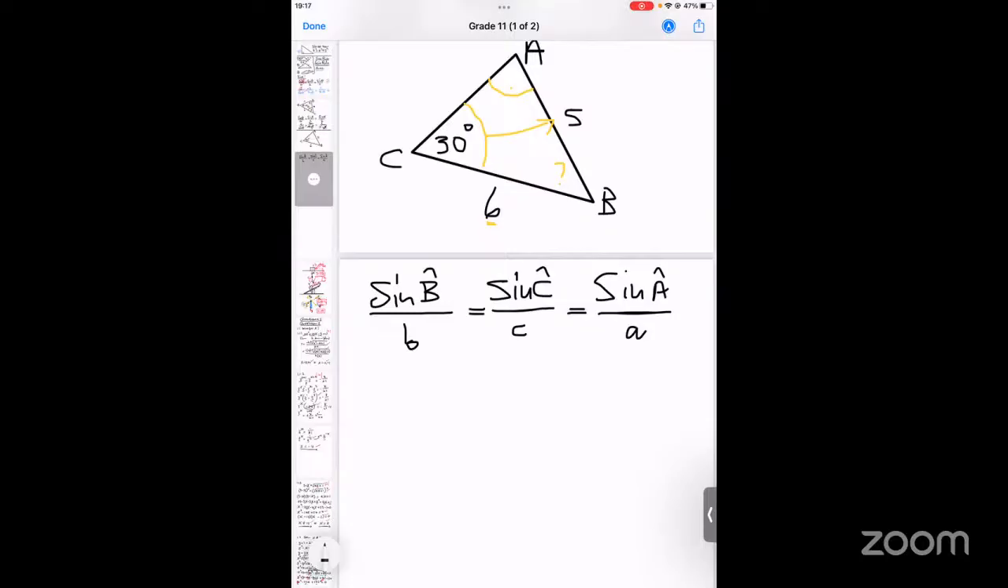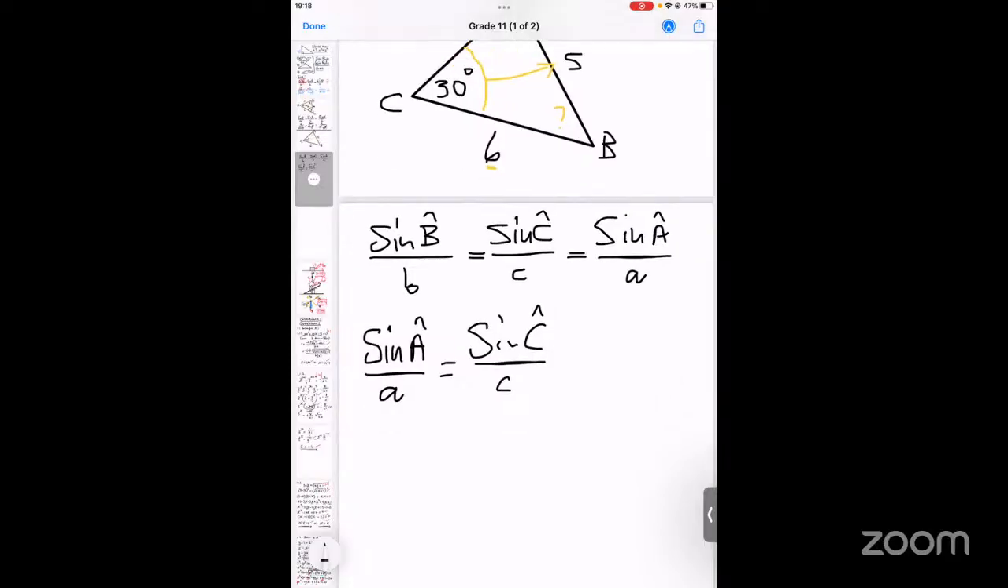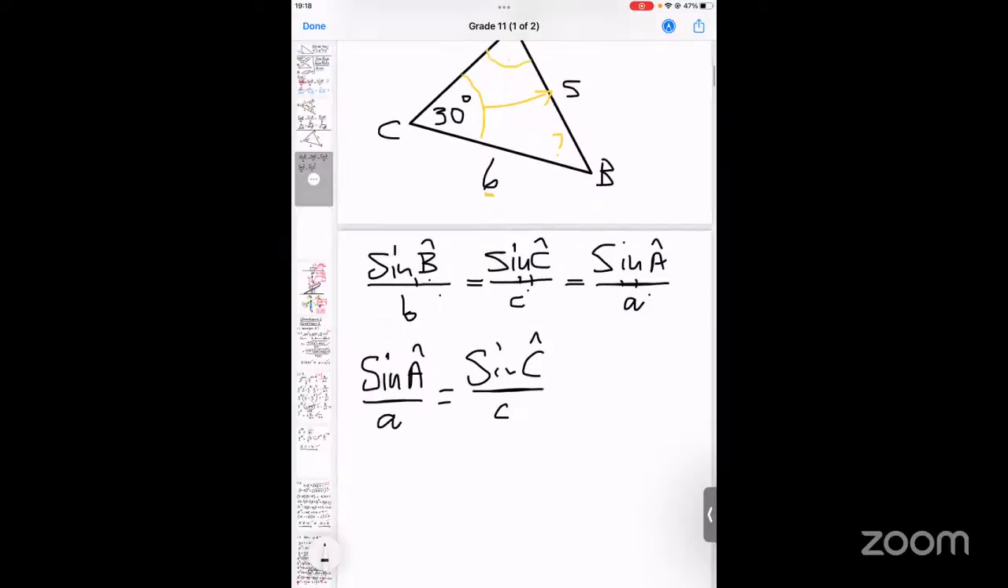So, because it's angle A that I'm looking for, I will therefore say sine of angle A over a should be equals to sine of angle C over c. This formula doesn't mean you have to write it 3 times. Choose this first two, or you can choose those, or that and that. It just depends on what information you have.